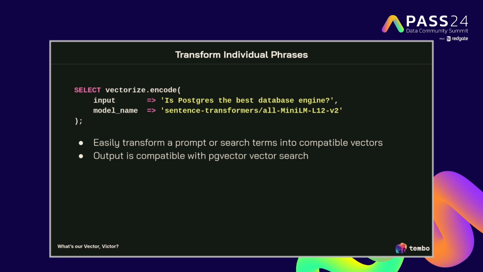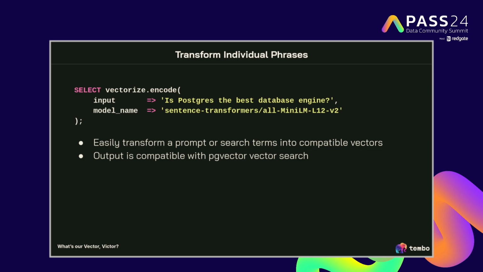So one of the things it does is, actually, this part isn't pgvector. What I'm actually doing, and the reason I brought up all the other terminology before, is I've got a question: is Postgres the best database engine? We know the answer is true, but what would the LLM say? And then you can take a model name, for example, and say, turn that into a vector for that model.